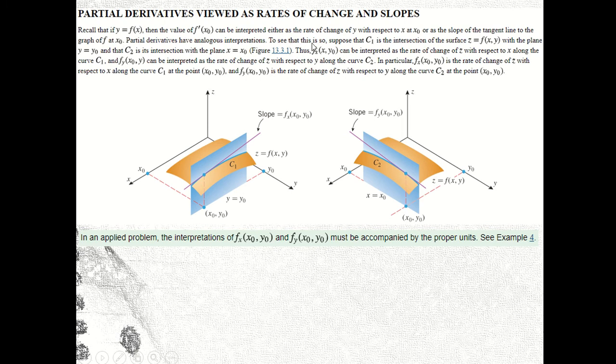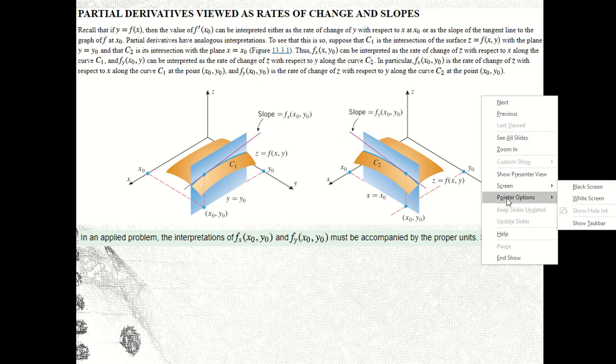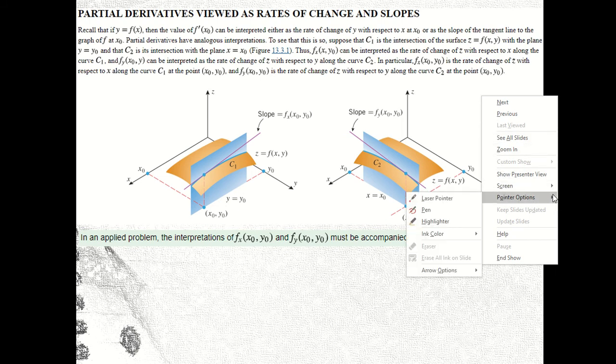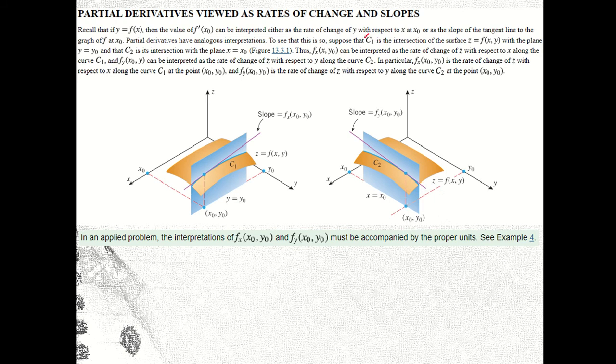To see that this is so, suppose that C1 is the intersection of the surface z equal to f of x, y with the plane y equal to y sub 0. So here is our C1. Okay, so this is our plane y equal to y sub 0, this plane here.